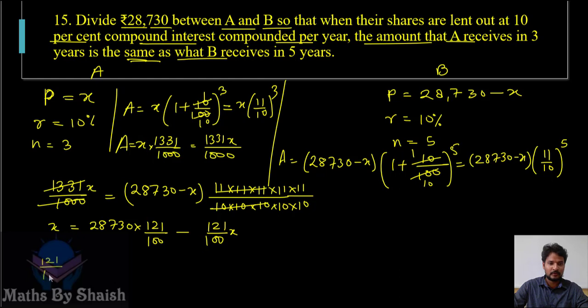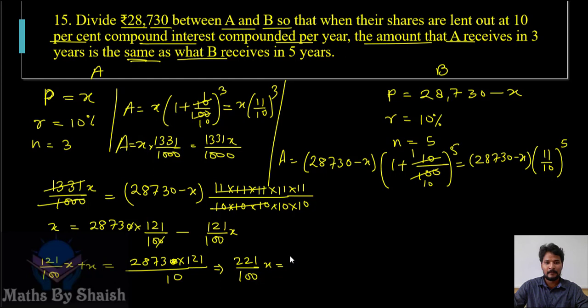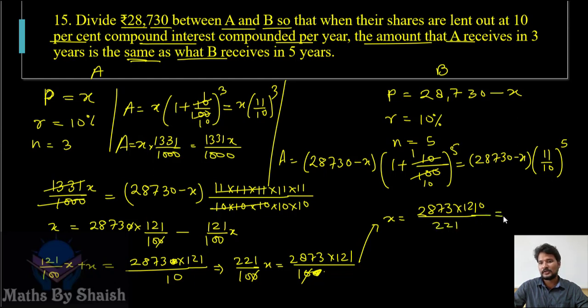We will get 121 upon 100 X plus X equals this, and a 0 we can cancel, and we got 28730 into 121 upon 10. If we simplify this, we get 121 plus 100, 221 upon 100 X equals 2873 into 121 upon, sorry, only 10, the 0 got cancelled. Now we can simply get the X value as 2873 into 121 into 10, and we can simplify now and we will get the answer directly. It's a simple calculation.